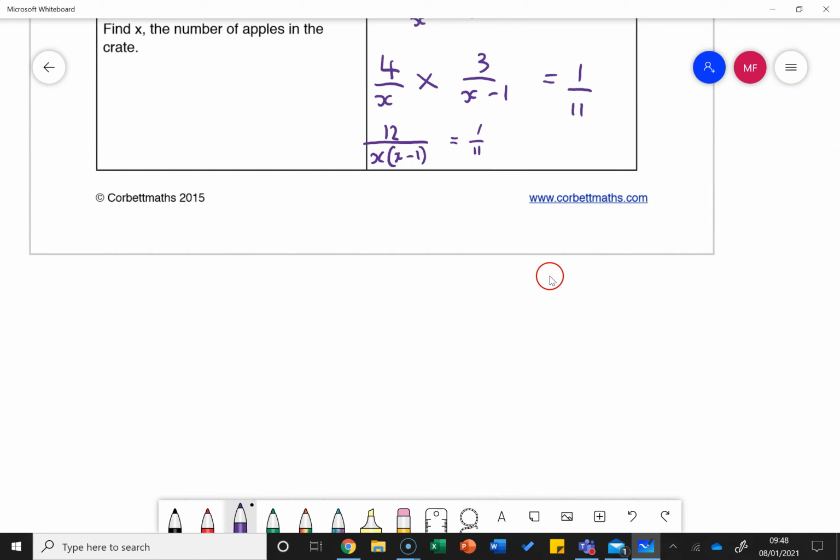So times both sides by 11. So 11 times 12, what's that, 132? I always find that times table hard. So 11 times 12 is up there. And then this thing here, let's chuck it up here. In other words, I'm timesing both sides by it, so it disappears from here and it ends up over here.